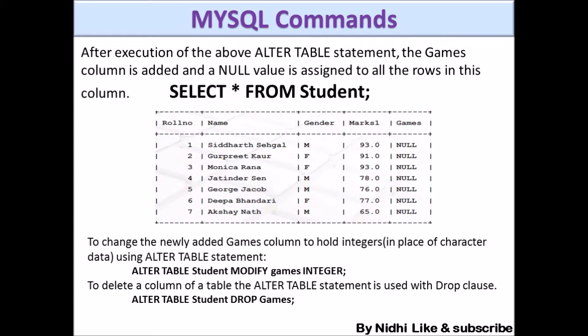So if you write this statement, select star from student, then you will see that in the column games, all the values of the rows become null. Okay, so to change the data type of the newly added column games, we have to use the modify command with alter.